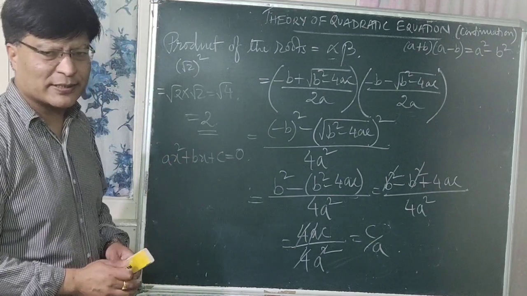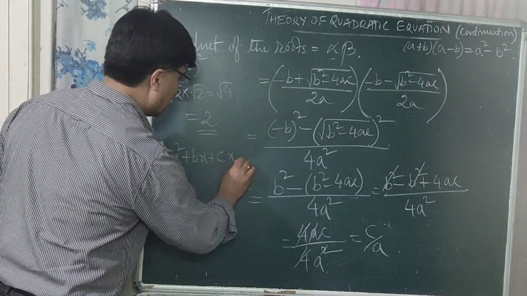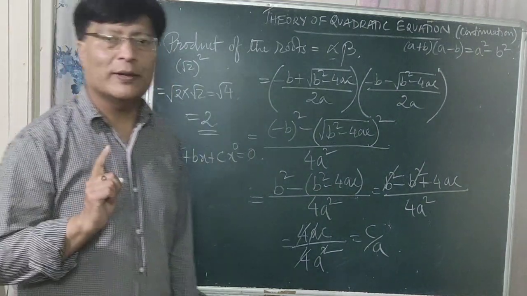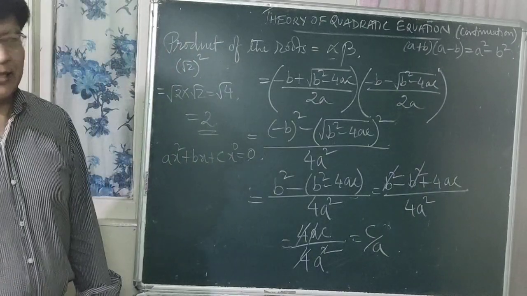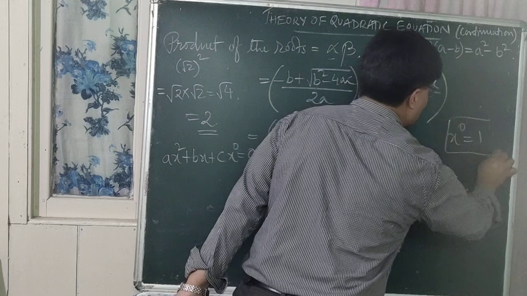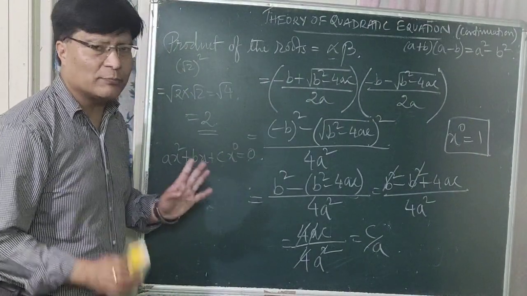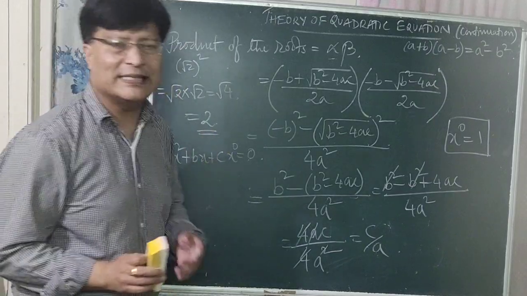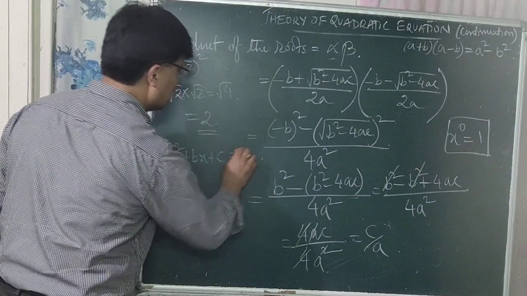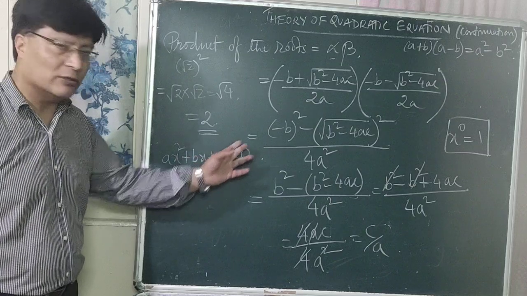Actually there is also x, but here we have not written x. If there is no x, then what is there actually? X to the power 0. So x to the power 0 is always 1. It is defined. X to the power 0 is defined as 1, right? So we can write here x to the power 0, but usually we don't write this x to the power 0. Just write c. So c is a constant term. So it is ax square plus bx plus c is equal to 0.